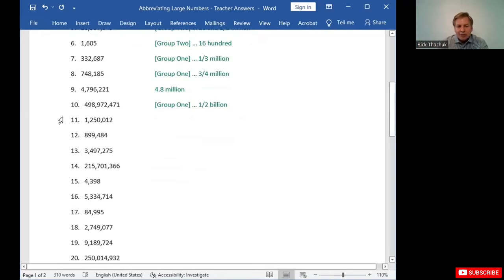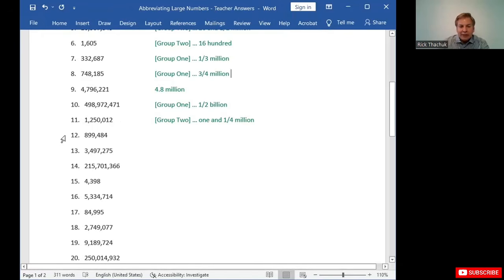Let's take a look at number 11. 1,250,012. Well, I look at this part, 250,012. That's very close to 250,000, which I know is a quarter of a million. It's actually just over that. So I might use anything from group 2 and then reference 1.25 million. Just over 1.25 million, just above 1.25 million.